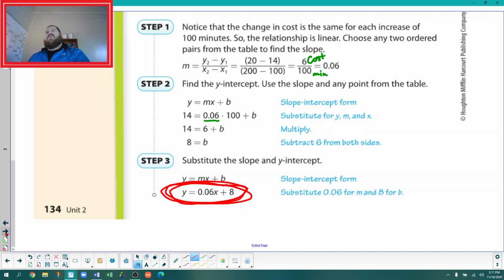Now, I guess you might have to say, if you're just going to give them this, they might kind of look at you like the confused dog look. But if you said that y was the cost, so y equals the cost and x equals the number of minutes, they would have a better idea about what they could do with that.